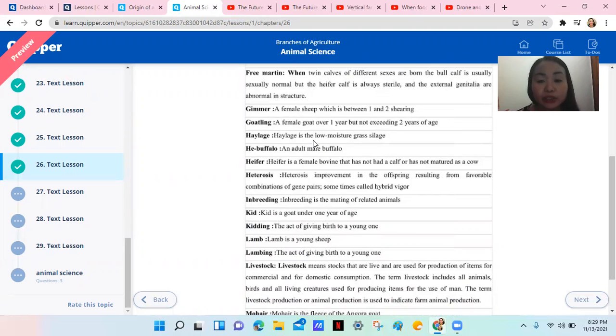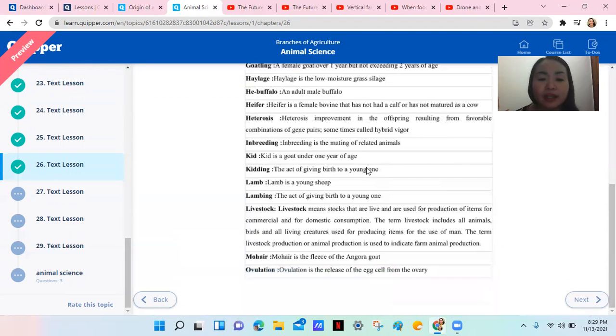Haylage is low moisture grass silage. He-buffalo is an adult male buffalo. Heifer is a female bovine that has not had a calf or has not matured as a cow. Heterosis is improvement in the offspring resulting from favorable combinations of gene pairs, sometimes called hybrid vigor. Inbreeding is the mating of related animals. Kid is a goat under one year of age.